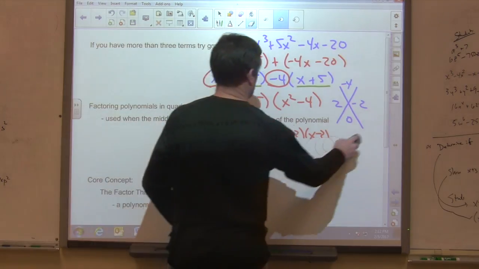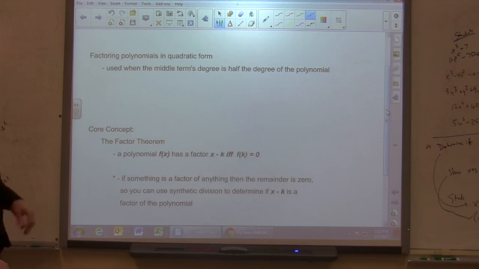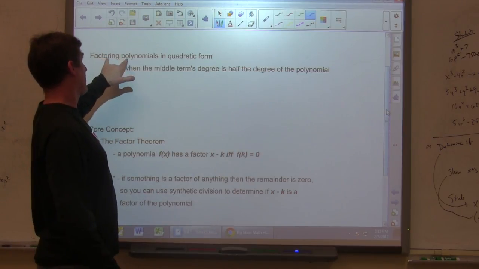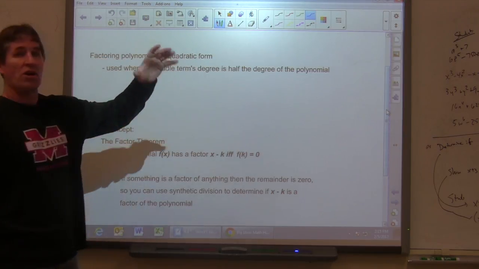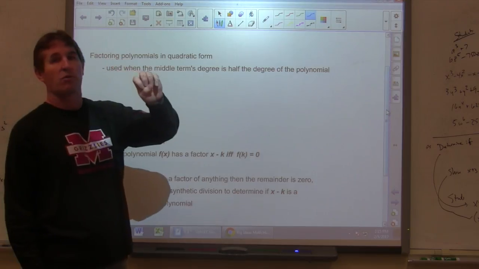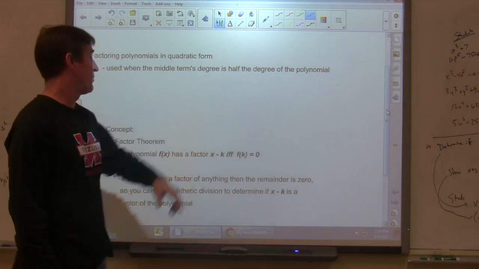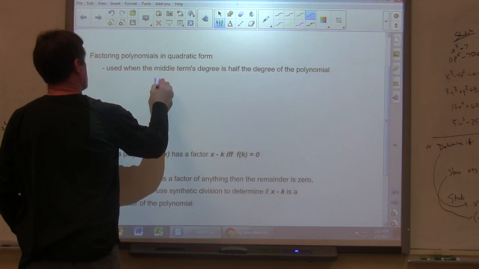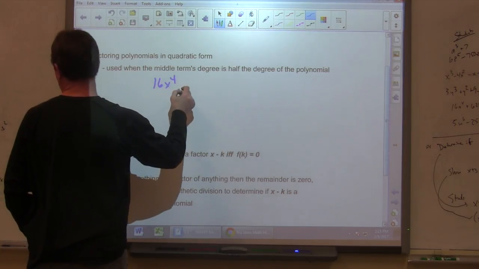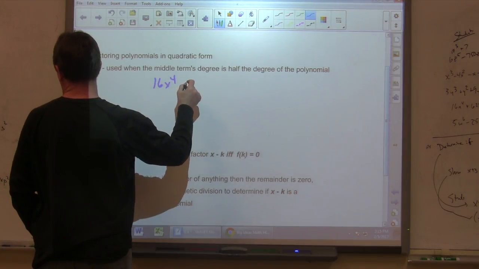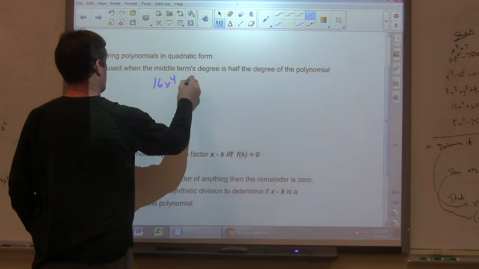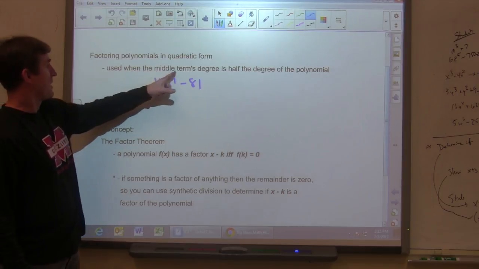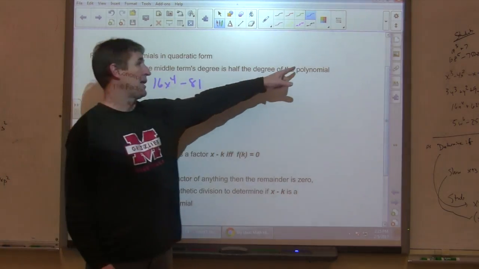Another special situation to look at. Okay, so another thing we have to look at is we can sometimes factor polynomials in quadratic form that aren't in quadratic form. So remember, quadratic form would be the highest power is 2. So an example of something like this would be 16x to the 4th minus 81. Now we can only do this when the middle term's degree is half the degree of the polynomial.